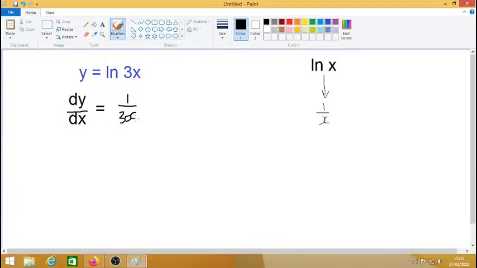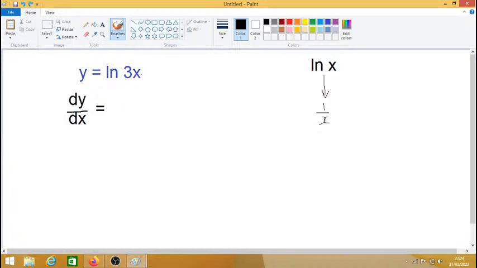But then the second step in the chain rule is you have to take a look at what is inside the function that is in the place of x, and we have to differentiate that as well. So differentiating 3x, hopefully you're comfortable, that is just 3. So all we need to do is take our answer and times it by the 3. So let's just repeat that.